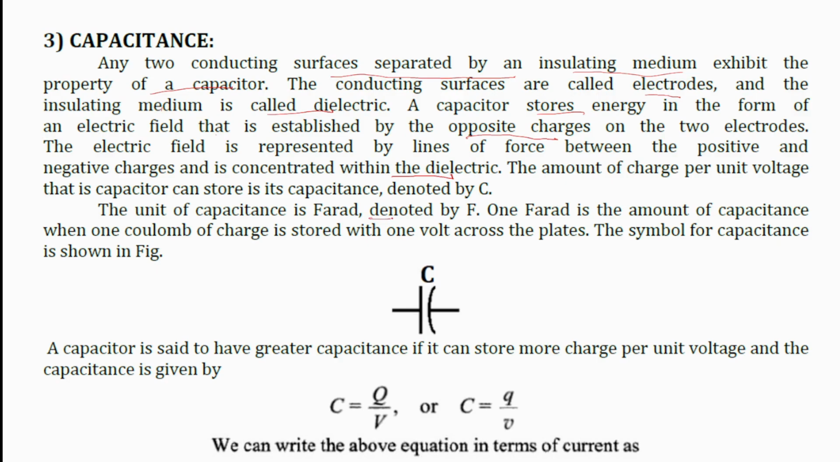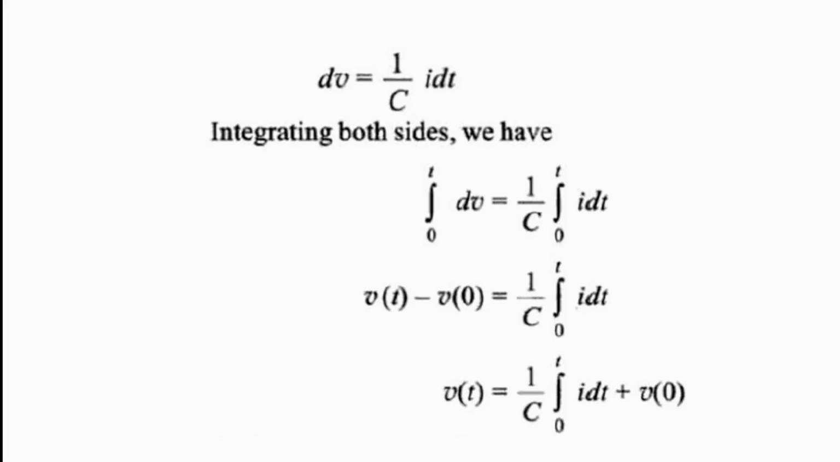Here the unit of capacitance is farad, denoted by F, and this is the symbol for the capacitor. To get the voltage-current relation, I can consider C equal to Q by V. You can write this in a different way as I equal to C dV by dt, because I already know that I equal to dQ by dt, and Q is already there. So we can represent it in a different way.